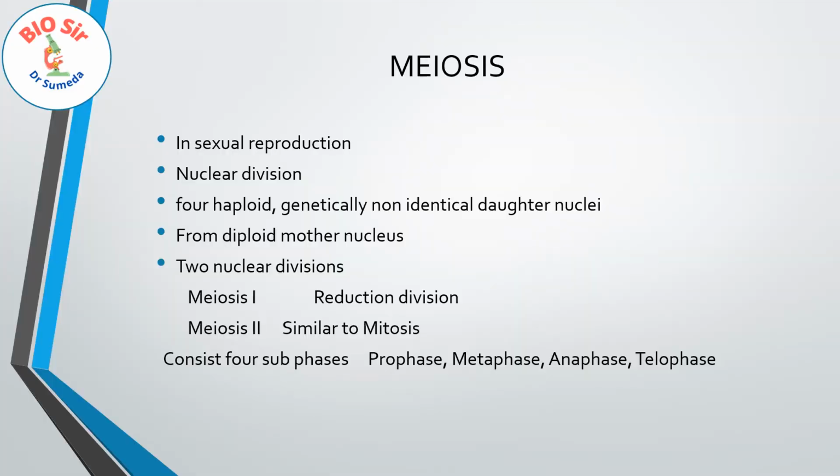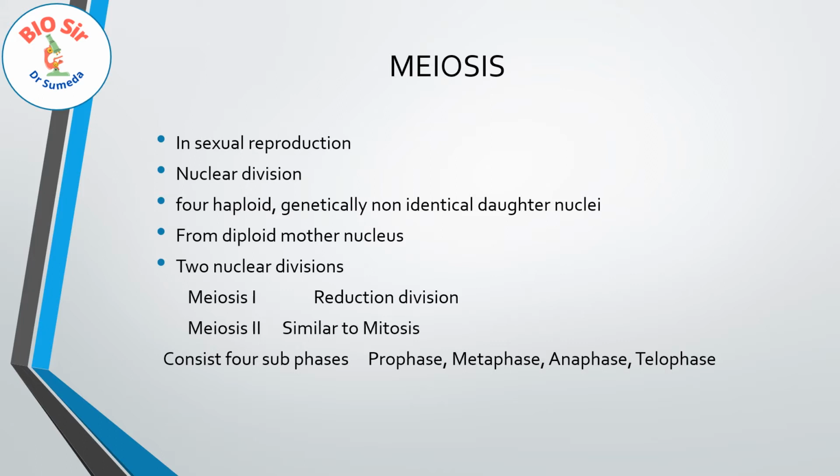Meiosis is important in sexual reproduction. It happens in sexual reproduction and it's a different type of cell division, a particular type of nuclear division which happens specifically in sexual reproduction. The result of meiosis is four haploid, genetically non-identical daughter nuclei, coming from a diploid mother nucleus.